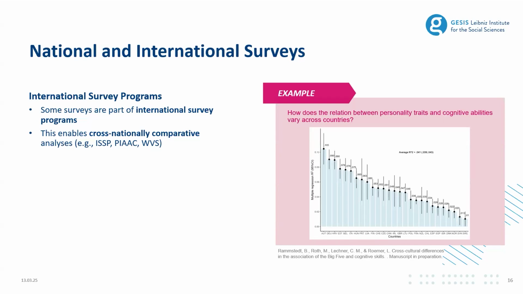We are currently doing this based on the PIAAC data, where we investigate the relation between personality and cognitive ability. We investigate the degree of shared variance of personality and cognitive ability. And we found that in Austria and Germany, for example, there is a comparatively high shared variance of about 10%, while in Sweden, these two constructs are more or less independent. So we see that there is a huge variation in the shared variance across countries.